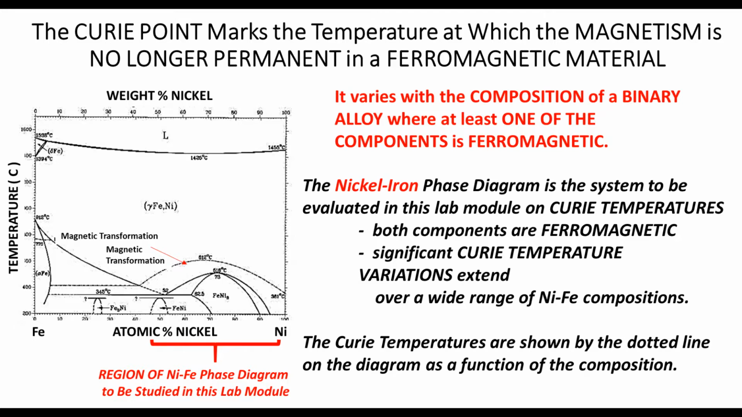In this lab module, we will be assessing the Curie temperature for a variety of iron-nickel alloys in the region shown on this diagram containing high nickel concentrations. The samples will range from pure nickel down to samples containing as much as 55% weight iron. In this phase diagram of the iron-nickel system, the magnetic transformation or Curie temperature curve is shown as the dotted curve indicated by the red arrow.